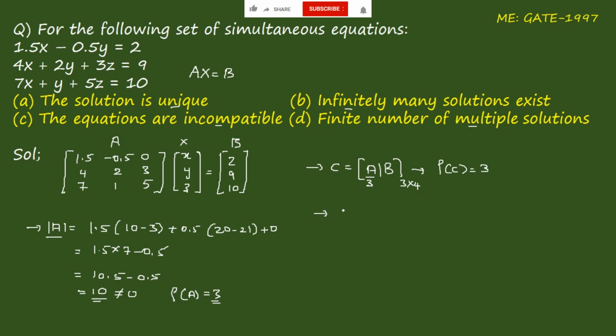Okay. Now we can see that the rank of A is equal to the rank of C. So it has a unique solution, right? So the answer is option A.